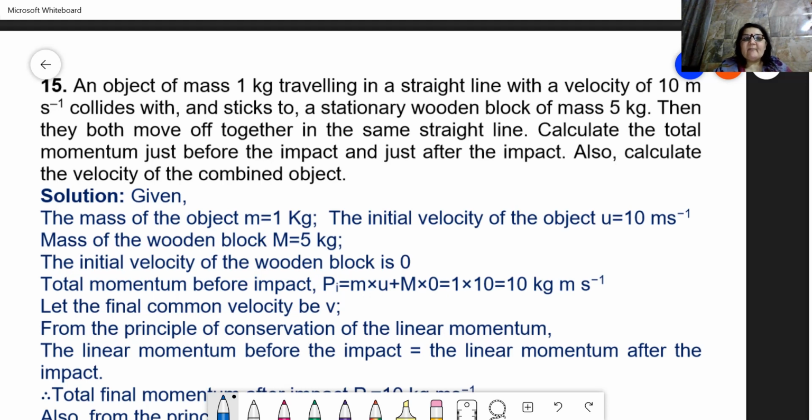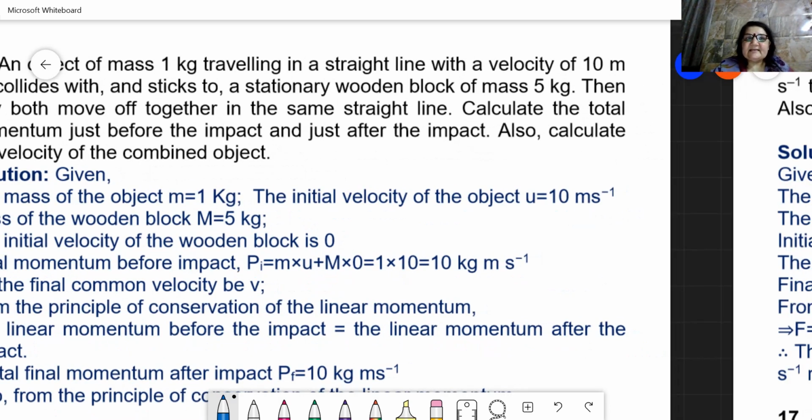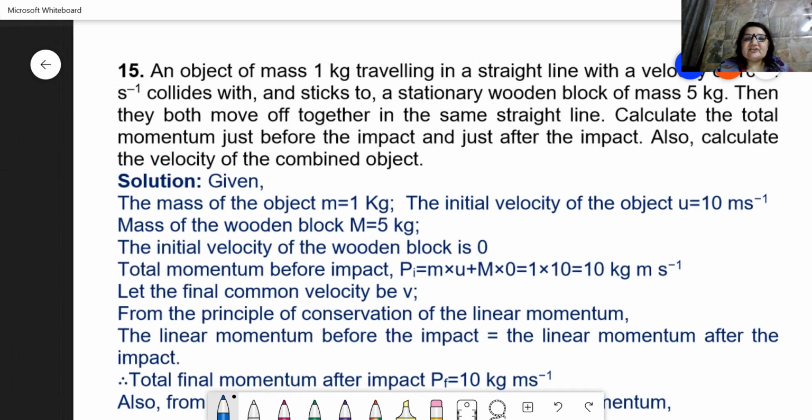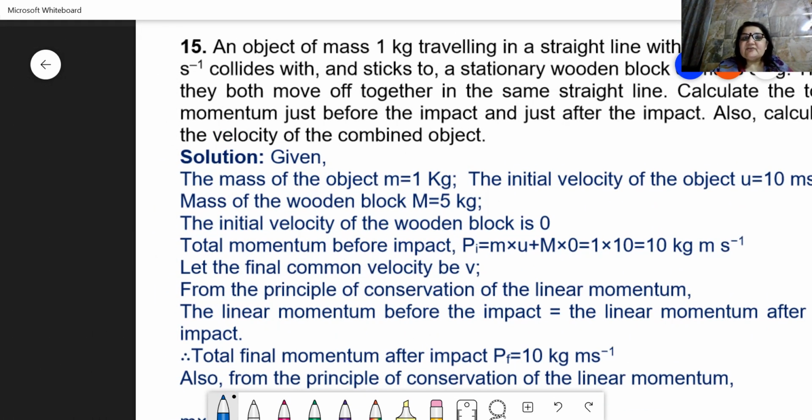So, an object of mass 1 kg traveling in a straight line with a velocity of 10 meter per second collides with and sticks to a stationary wooden block of mass 5 kg, then they both move together. That means once again this is a question on bodies which are coming together. So here the mass of the body is 1 kg. It is moving with the initial velocity u is equal to 10 meter per second. Mass of the wooden block is 5 kg. Initial velocity of the wooden block, as it is stationary, is 0.